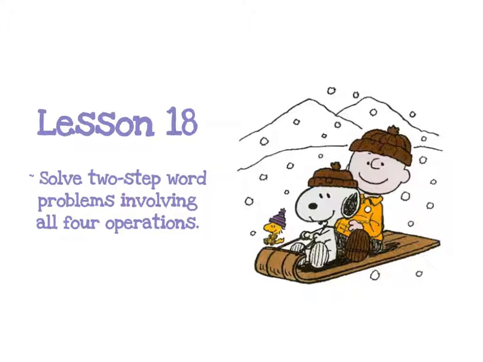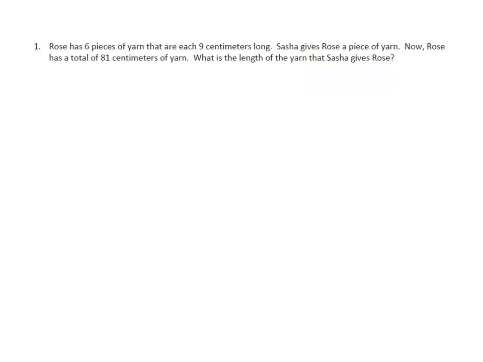For Lesson 18, we are going to solve two-step word problems involving all four math operations. Let's take a look at number 1. It says that Rose has 6 pieces of yarn that are 9 centimeters long each. Sasha gives Rose a piece of yarn. Now Rose has a total of 81 centimeters of yarn. What is the length of the yarn that Sasha gives Rose?